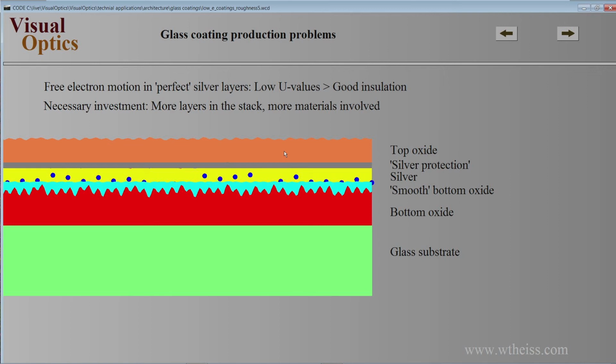So now we have 5 layers, which makes the life of operators in the plant a little bit more difficult. And you can imagine if you deposit a double silver stack or a triple silver stack, where you always need a silver protection layer and maybe also some protection here against surface roughness at the bottom side, you end up depositing many layers, like between 10 to 15 in a typical triple silver coating.